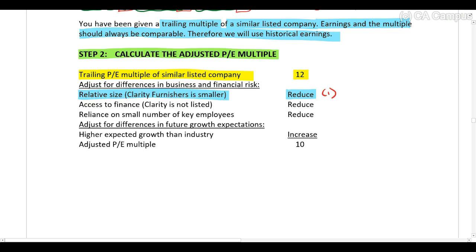Please note, the mark is awarded for you correctly applying the principle. So if you've identified that the company we are valuing is more risky because they are smaller, you know that that needs to decrease the multiple. So as long as you decrease the multiple, you'll be awarded the mark. If you decrease by 1 or if you decrease by 2, you will still get the mark. So it's a consequential mark for applying the principle correctly. But please be reasonable. Don't reduce it by 10, for example.